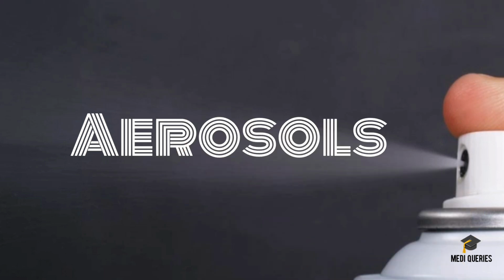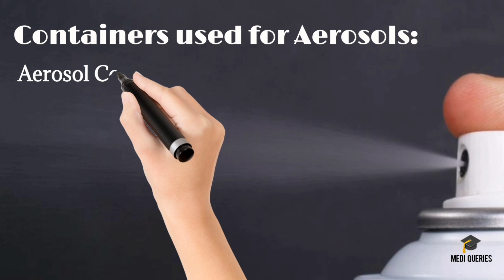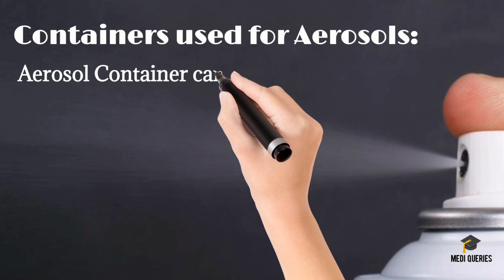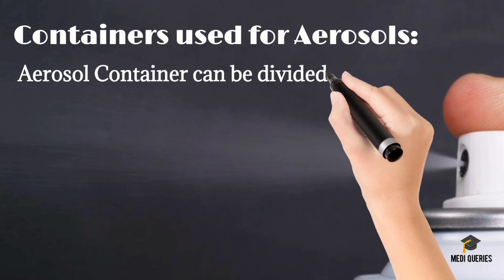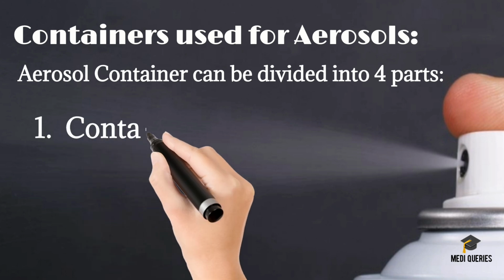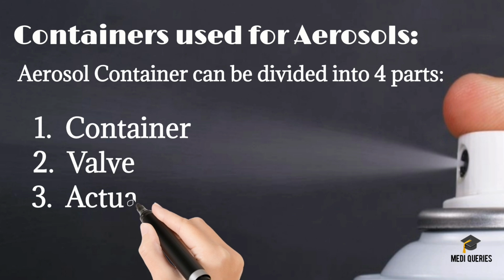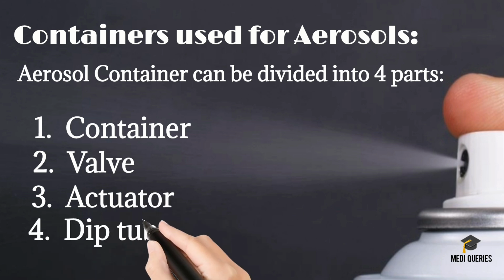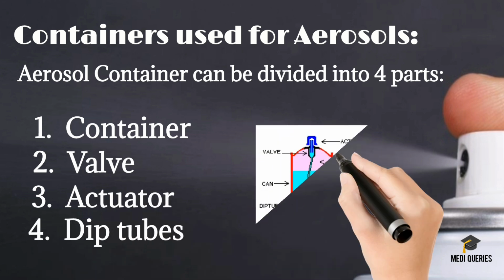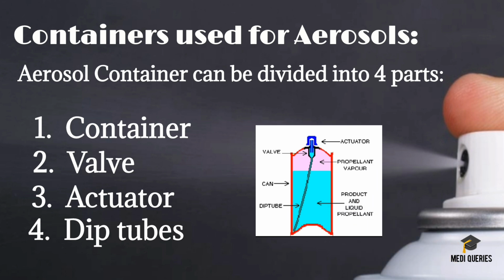In this video, we are going to learn about the various containers used for the packing of aerosols. There are mainly four parts of the containers for the aerosols. What are those parts? First one is the container itself, second one is the valve system, third one is the actuator, and fourth one is the dip tube. So these four are the main parts of the aerosol container.